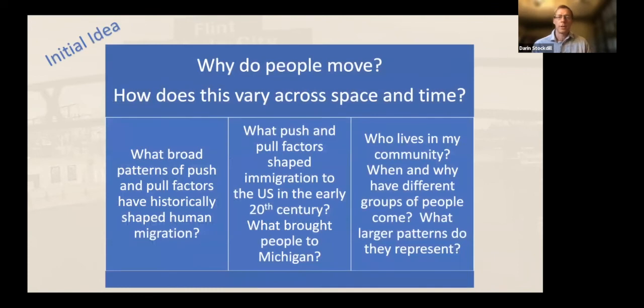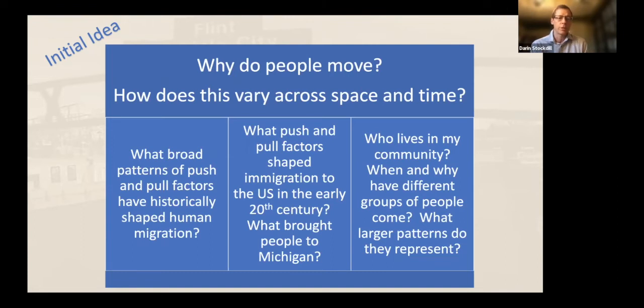So an initial idea might be: this is a world historical question. It's also a US history question. It's a Michigan history question. It's a geography question. But why do people move, and how does this change across space and time? So I could look at this in a 7th grade world history or high school world history course.